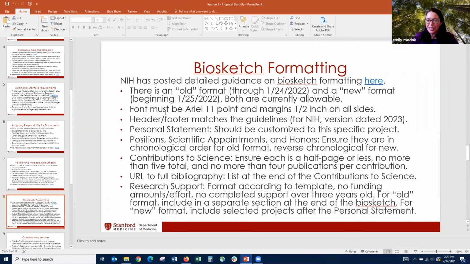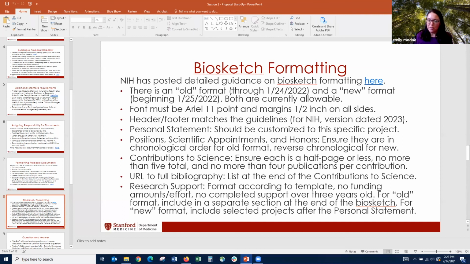We are unfortunately in a transition period with our formatting for our biosketches right now. There's an old format that is going to be used through January 24th of 2022, and a new format beginning the 25th, that's the only format you can use. And we're in the in-between time where actually both are being accepted. So we need to know both formatting types. There are not a ton of differences, but there are some differences.